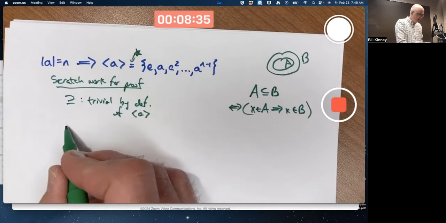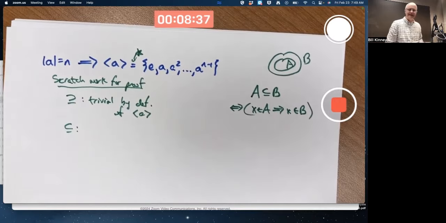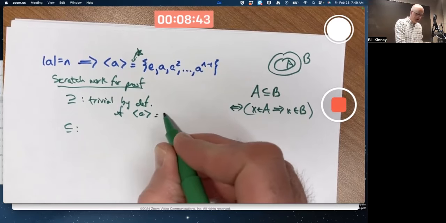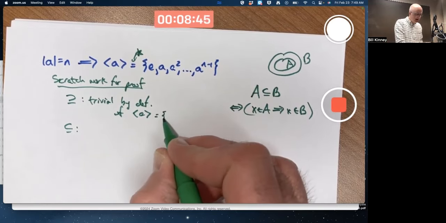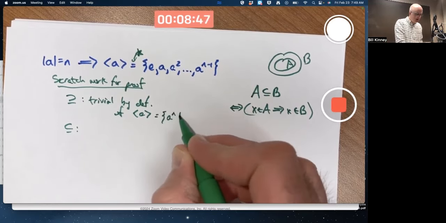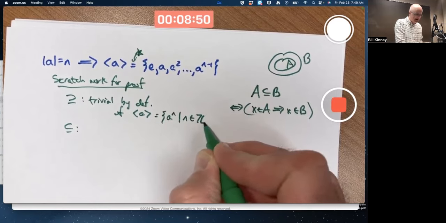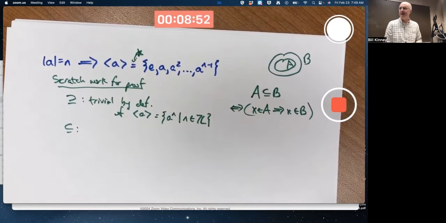The only thing where you have to do any work really is this inclusion. What is again the definition of the cyclic subgroup generated by A? It's the set of all powers of A. And remember, yes, that's how we define it as a set, but we did also prove it was a subgroup with one of the subgroup tests.